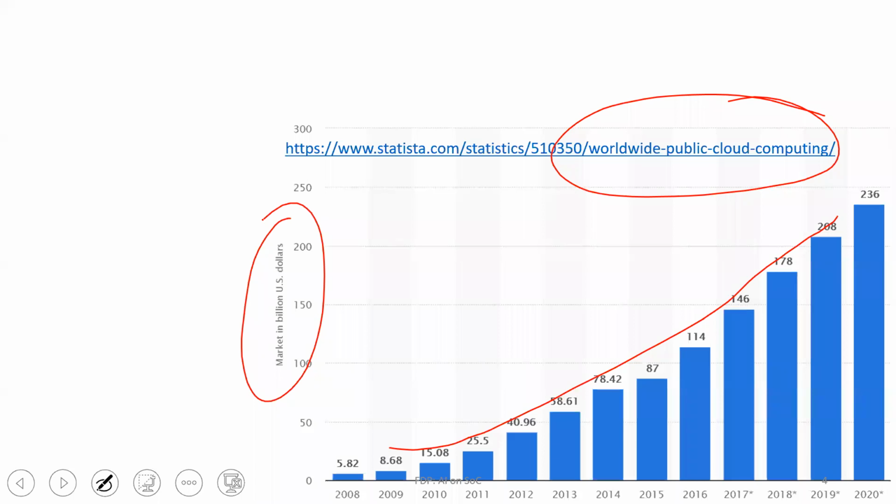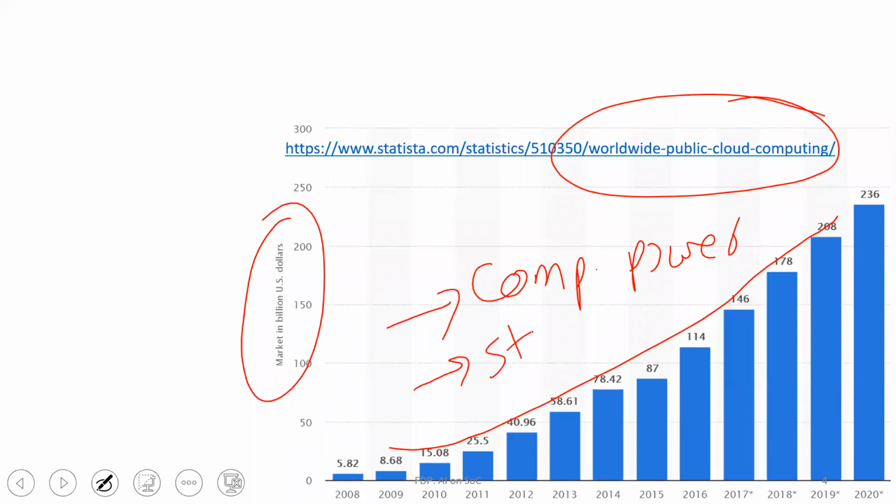Okay. And any reason why it is happening? What was the reason for this jump? Any guess? Computational power. Okay, high demand on computational power, and that's not usually available. Okay, then availability of the storage, good.